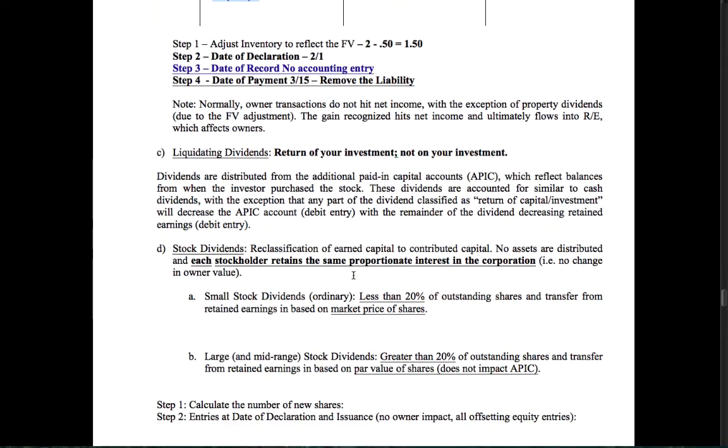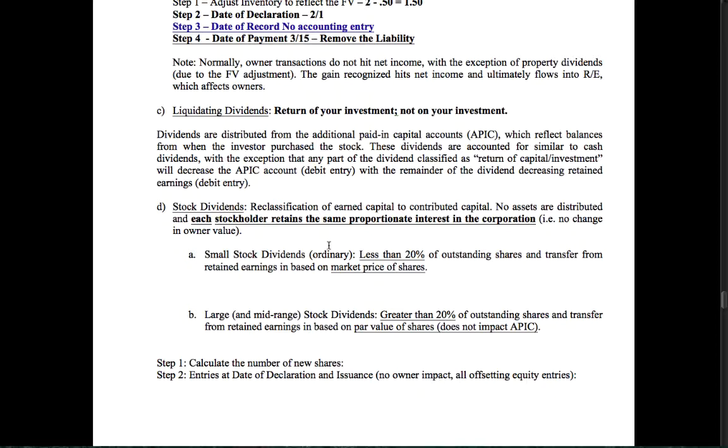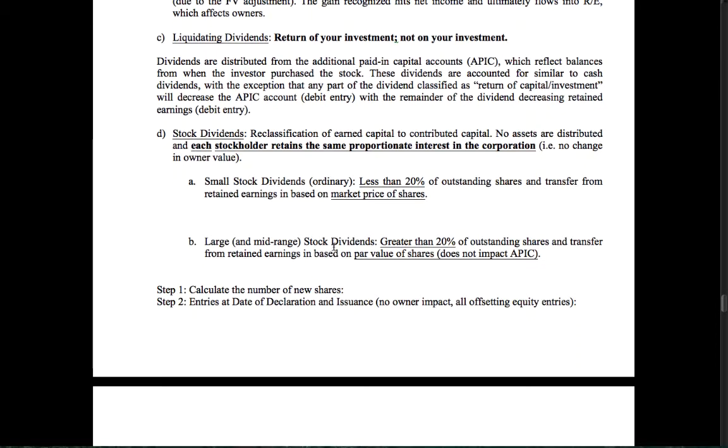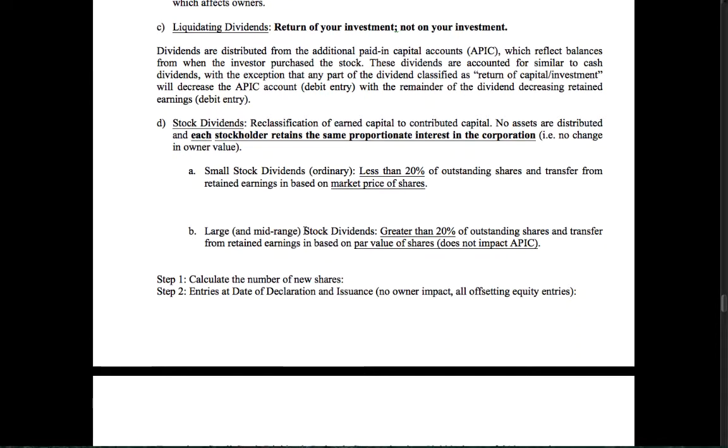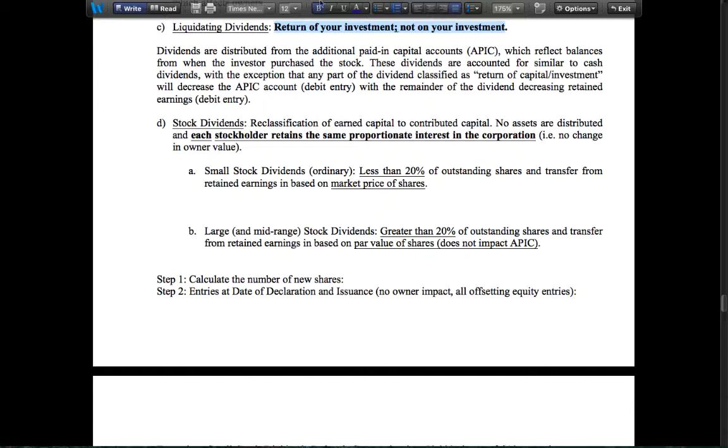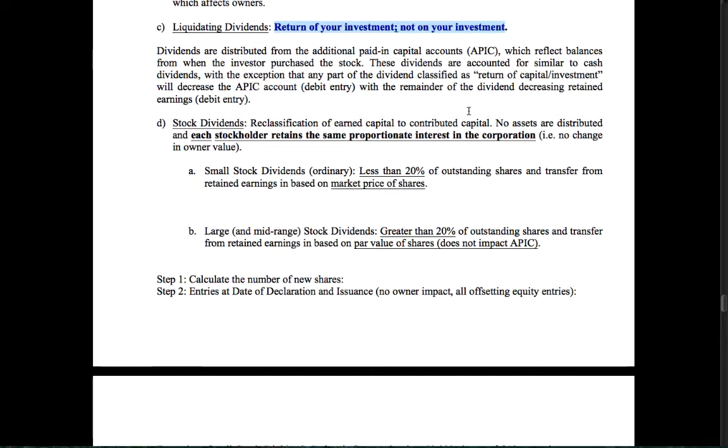All right, moving on now. Now that we just got done discussing property dividends, let's move on to liquidating dividends. The key thing to note here, and I will stress this right here, this is a return of your investment, not on your investment. Most dividends are rewarding you for your investment. You put in money to the company, and as a reward for that, they pay you money back.